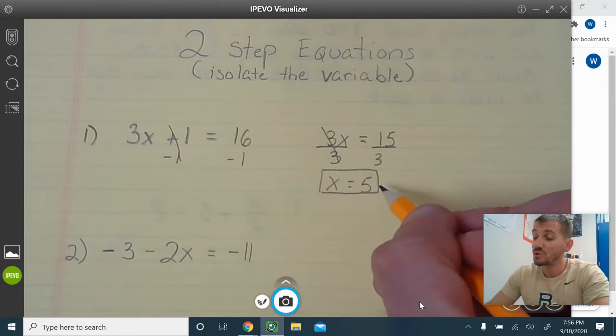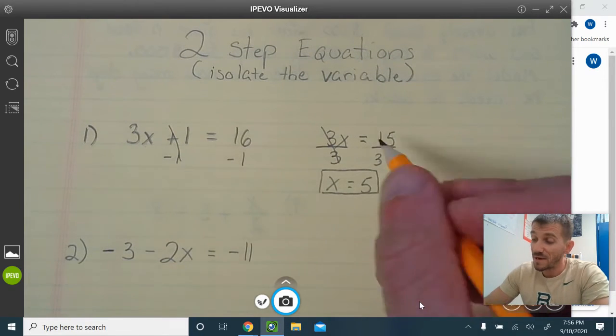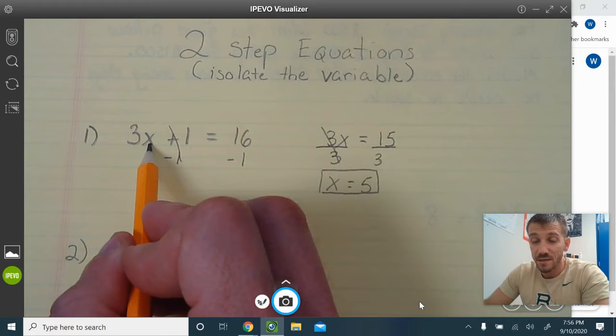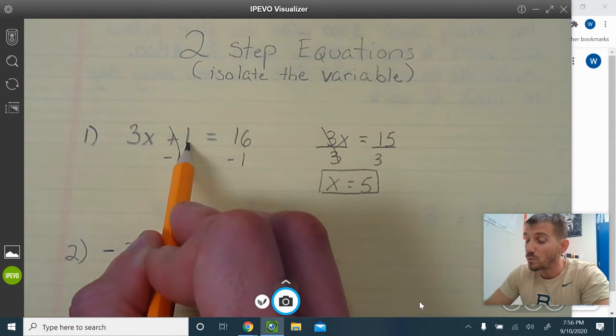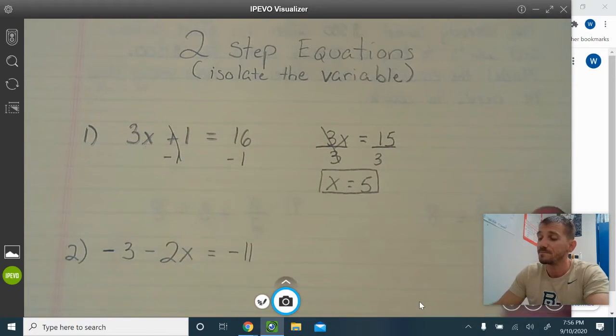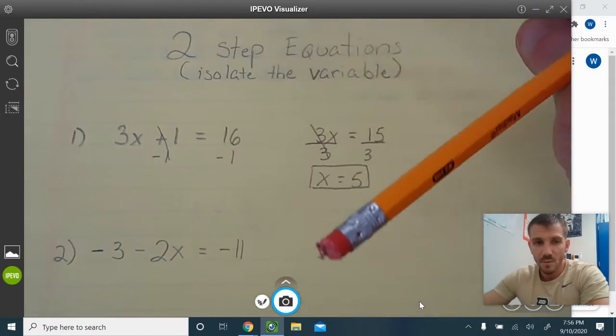And again, you can always double check this if you wanted. You can plug 5 back into the original problem for x and make sure it makes sense. 3 times 5 is 15, plus 1 more would be 16. Checks out. Okay, next problem.